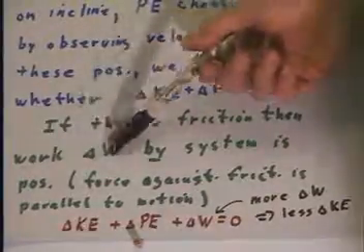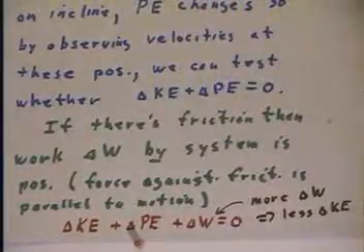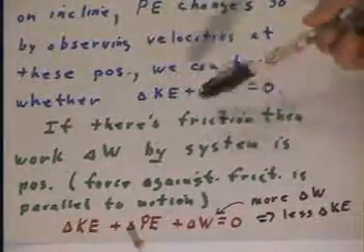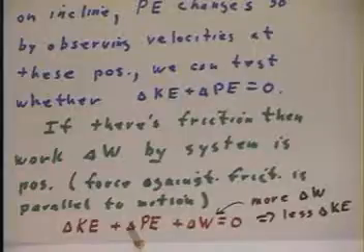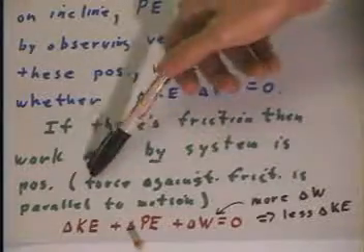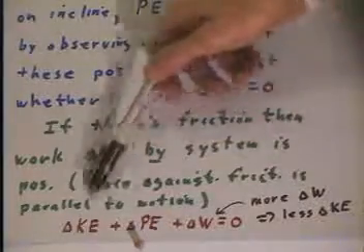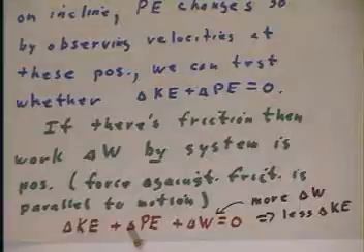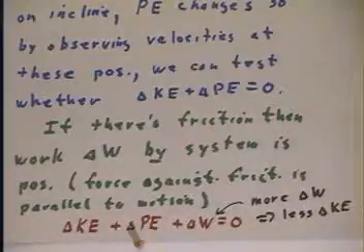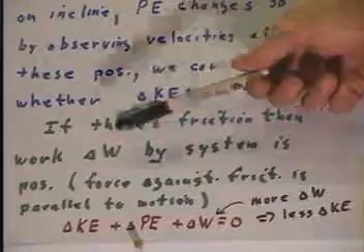Now, if there's friction in the system, then we're doing some work, delta W, by the system, and that delta W is positive. If there's friction, we've got to do work against it. We've got to do positive work against friction. And we'll note that that's because the force that we exert against friction is parallel to our motion. So if we're the object, we're doing work against friction, exerting a force against friction that's in the direction of our motion, so our delta W is positive.